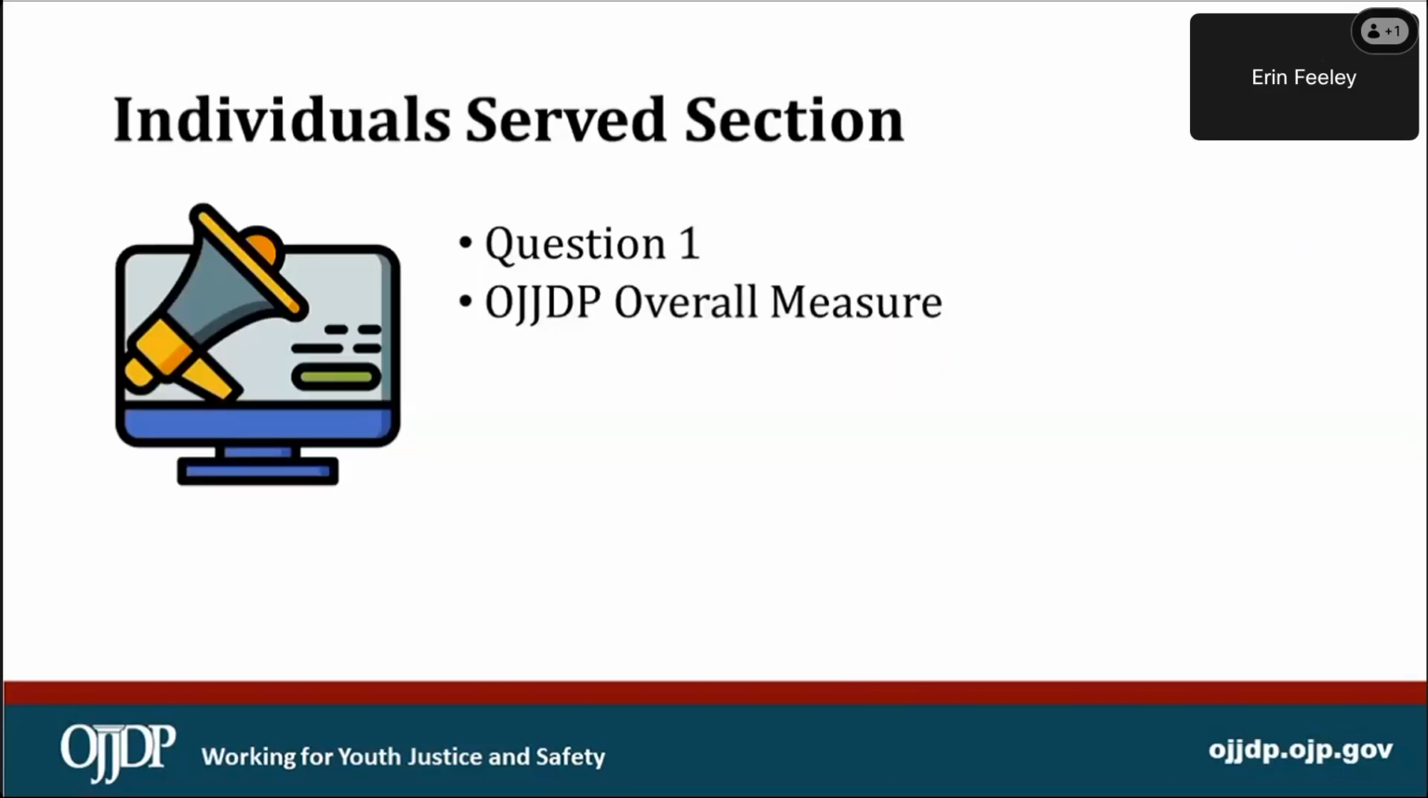You'll notice on the definition and questions document, there are multiple sections. As Kate just mentioned, each of the sections are going to have different types of measures. So let's start with the first section on the document that relates to individuals served. And as Kate mentioned, these are OJJDP overall measures, meaning that they are very broad, providing you and all other grantees with multiple options around how to report your data.